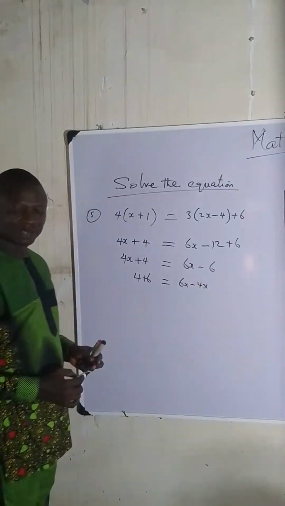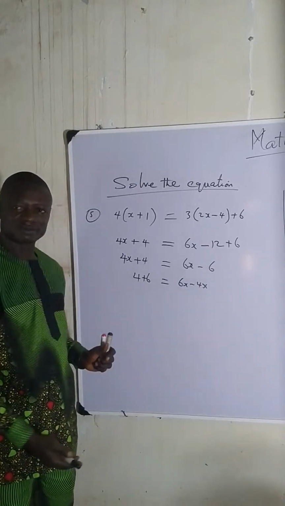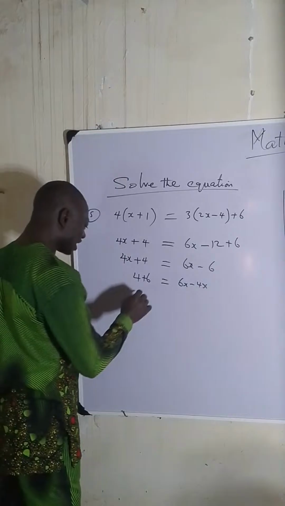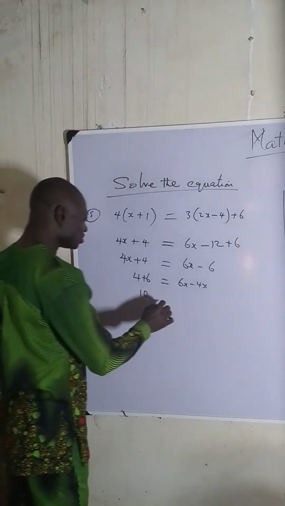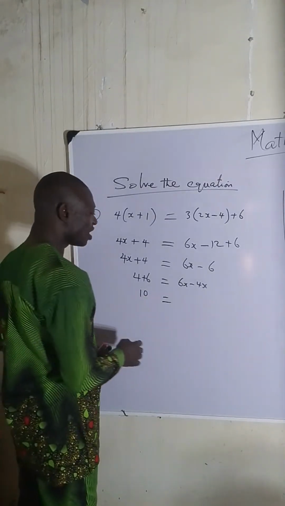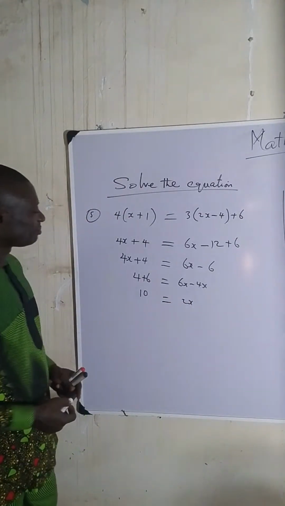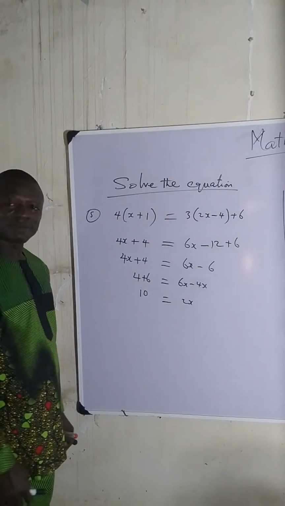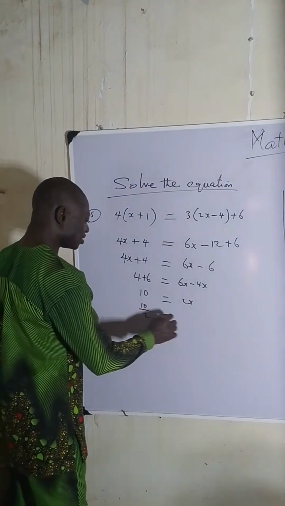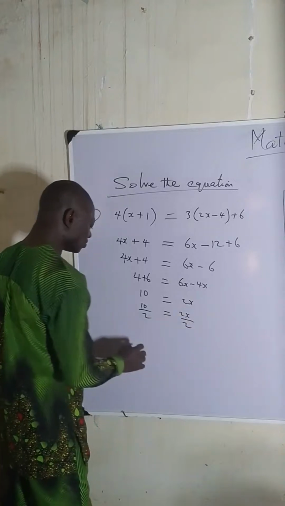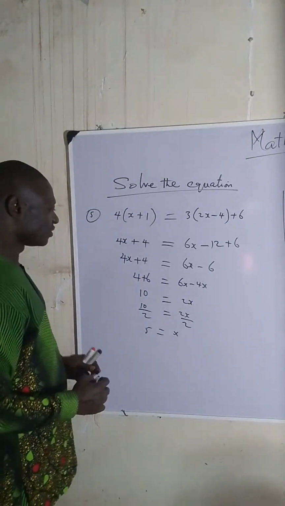Now, for the first time in our class today, we are having letters on the right, ordinary numbers on the left. And so, on the left here, we have 10. 4 plus 6 is 10, is equal to 6x minus 4x, which is, of course, 2x. This is the time you can divide both sides by the coefficient of unknown again. And that will give us 10 over 2 is equal to 2x over 2. That we have 5 is equal to x.